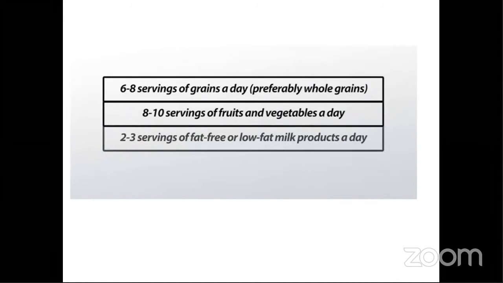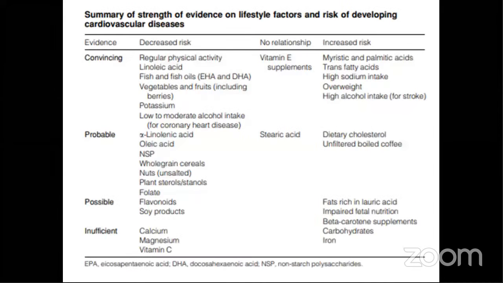But when you have the practice of the DASH diet, it actually helps you to reduce your risk of obesity. So you're reducing obesity risk, you're reducing your high blood pressure risk when you make changes to your diet. And the evidence is there. It is convincing that if you have regular physical activity, you will decrease your risk. If you have fish and fish oils, vegetables and fruits, potassium, low to moderate alcohol intake, you would have a decreased risk of hypertension.